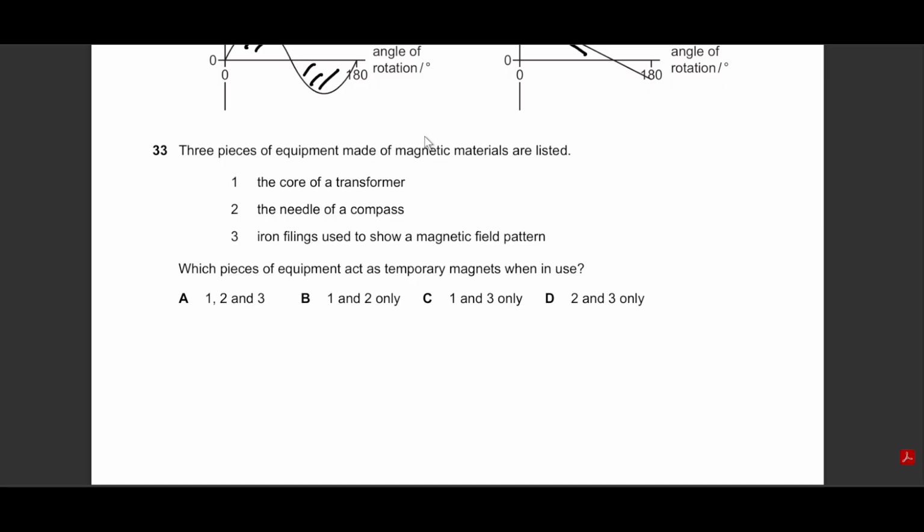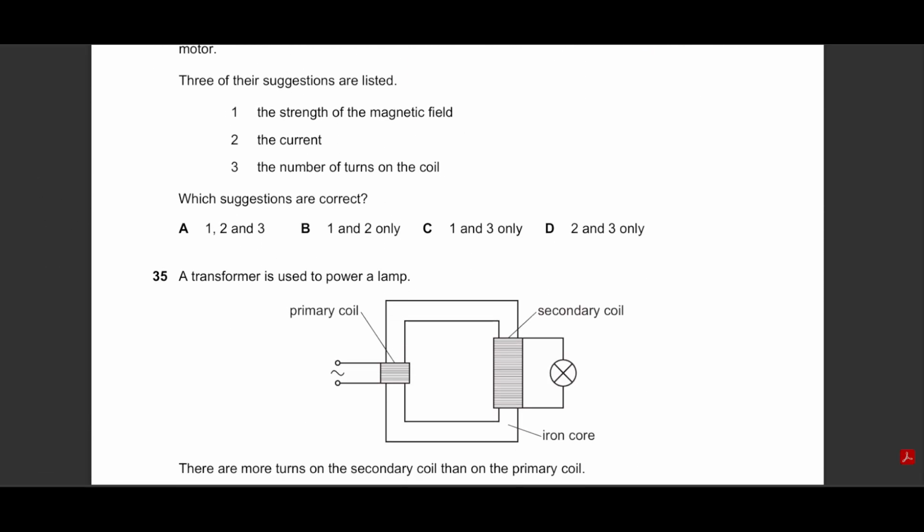33. 3 pieces of magnet material listed. Which pieces are temporary magnets? Correlative transformer, yes. Needle compass, no. Iron filings, yes. Because iron is not magnetic itself. It's not a magnet itself, but it can respond to an external magnetic field. But in a compass, in a needle, the needle is a permanent magnet. Only then it can respond to other magnetic fields around it. So in this situation, temporary magnets will be part C. Let's move on to the next question.